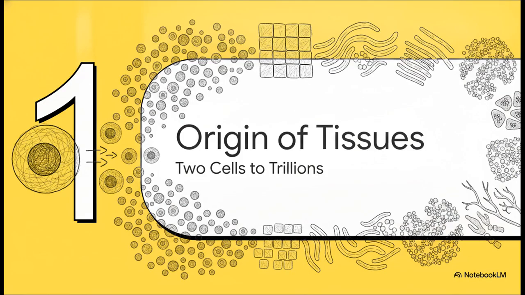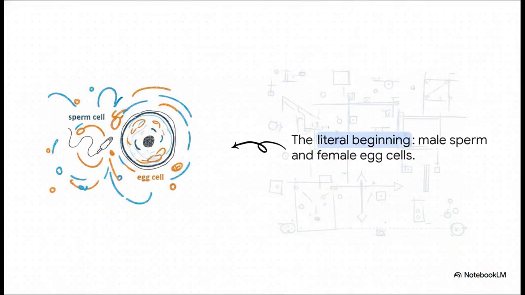The origin of tissues, going from just 2 cells to trillions. Human architecture starts out incredibly simply. It literally begins when a male sperm cell unites with a female egg cell. This union creates one single fertilized cell, which we call a zygote. It's kind of hard to wrap your head around, but the entirety of that complex human blueprint we were just talking about starts right here, at this tiny microscopic intersection.